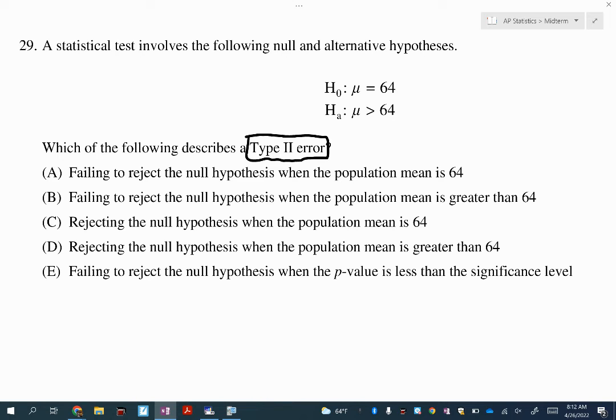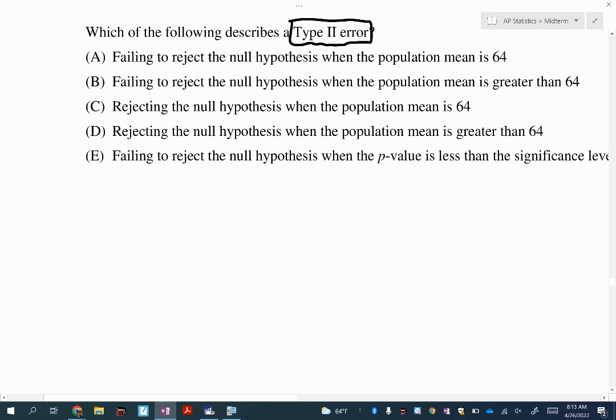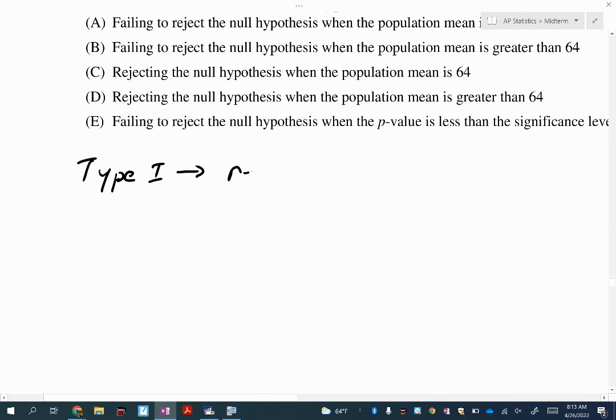So I know that type 1 error is when you reject the null hypothesis in favor of the alternative, but you did the wrong thing. You shouldn't have. All right, shall I write this down? Okay. So type 1 error is rejecting the null when you shouldn't have.